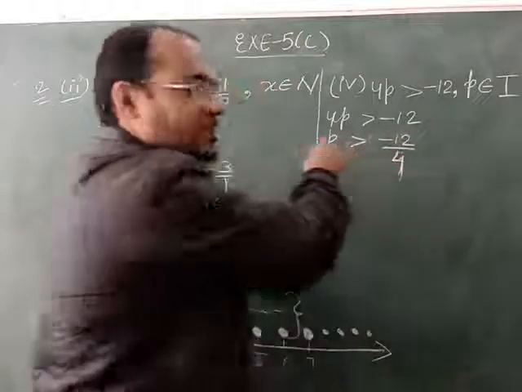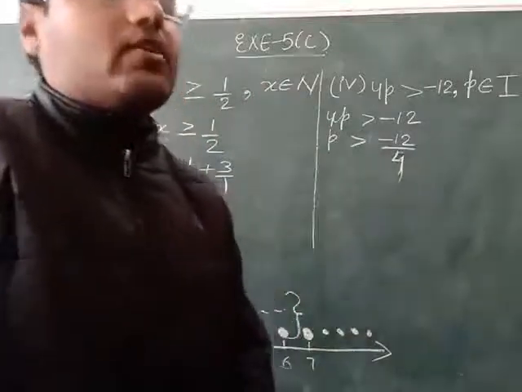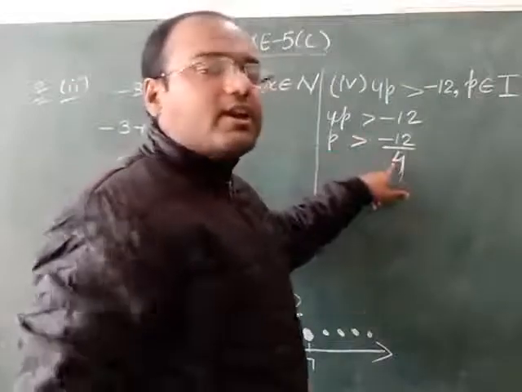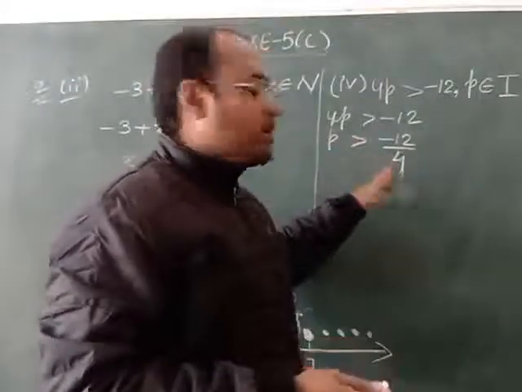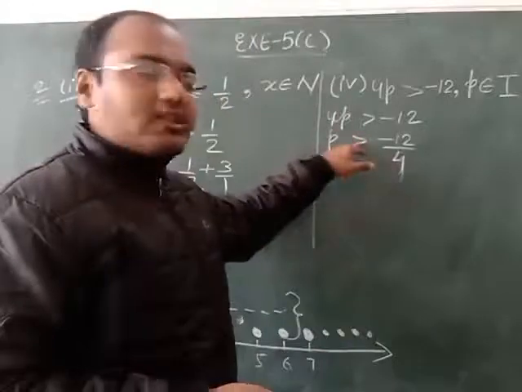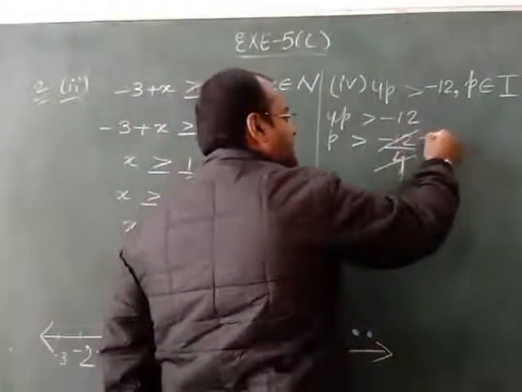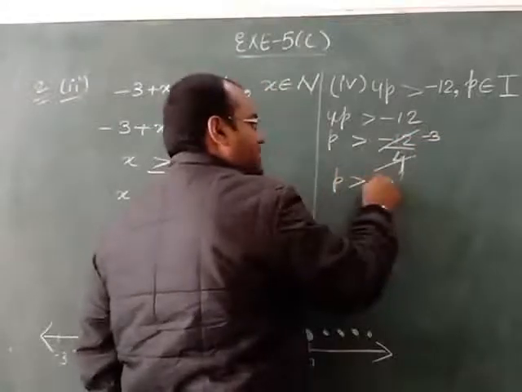Here we will not change the sign of inequality. Why we will not change this sign? Because in the divide we are not taking a negative number. It is a positive number. When minus will be there, then we have to change the sign of this inequality. Now these two will get cancelled. Minus 3. So p is greater than minus 3.